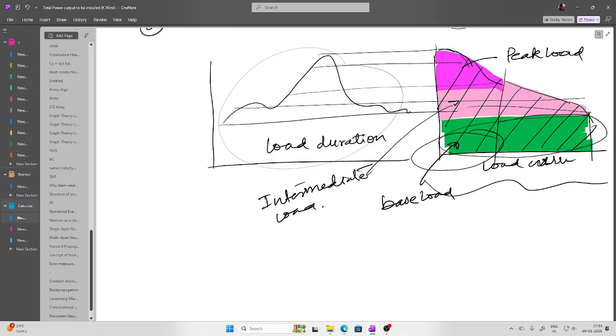Okay, so in this lecture, till this point only. In the next lecture, I'll take 2, 3 problems which can make you a little bit more comfortable with the load curve, load duration curve, and these different factors.